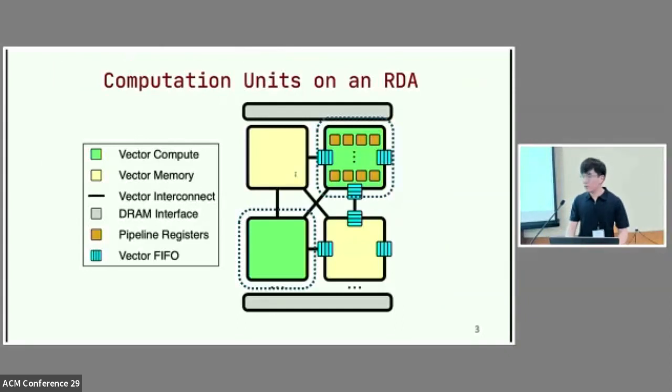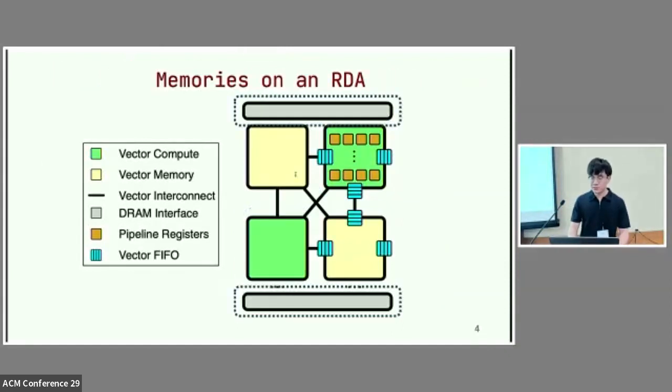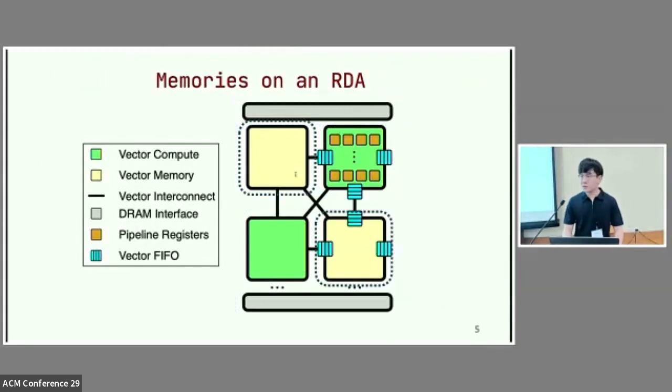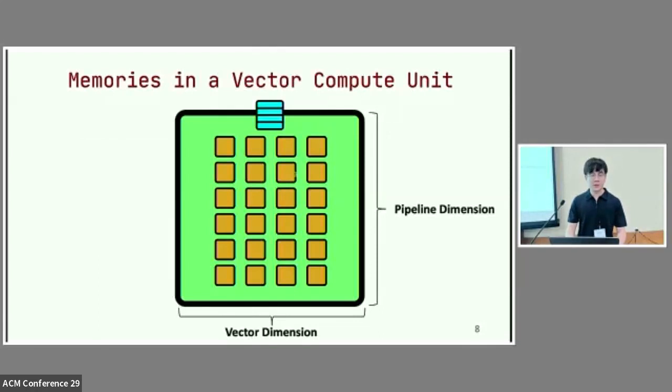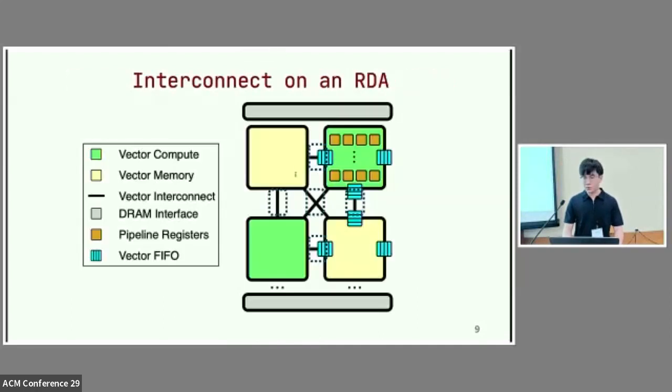An RDA architecture contains the following components. First, vector computation units capable of processing vectors and tensors. Off-chip memory such as DRAMs. On-chip SRAMs that can be processed at vector granularity and can be used to store tensors. Vector FIFOs between these units. And pipeline registers within a computation unit. These pipeline registers are typically organized over 2 dimensions. Pipeline dimensions for users to exploit pipeline-level parallelism, and vector dimension for users to exploit vector-level parallelism. Furthermore, these on-chip resources are connected using a fully pipelined vector interconnect.